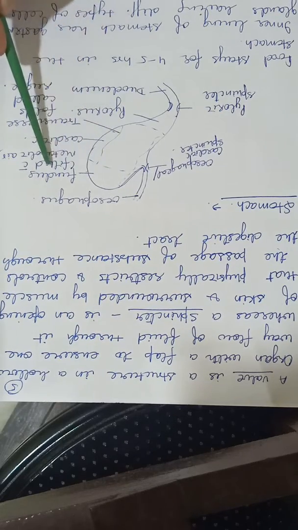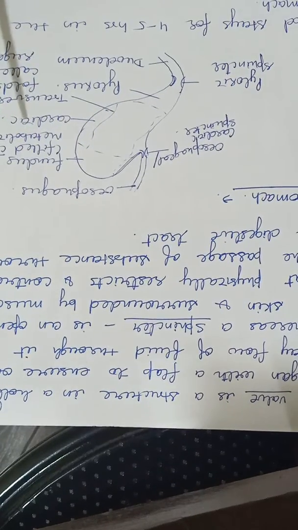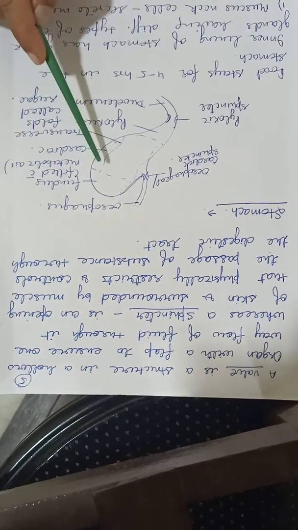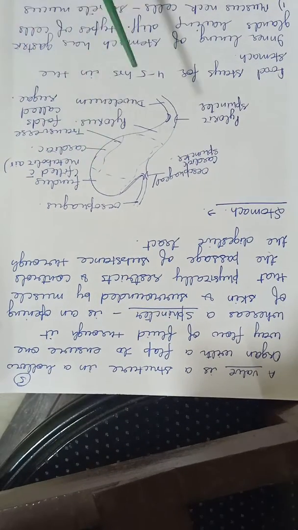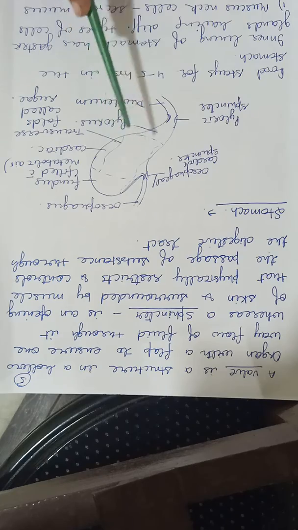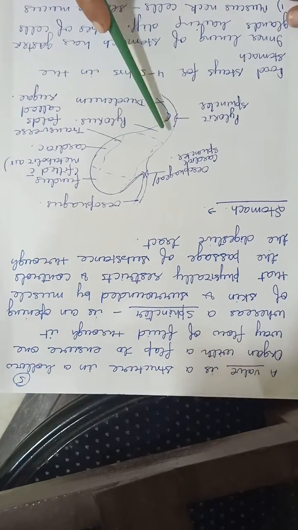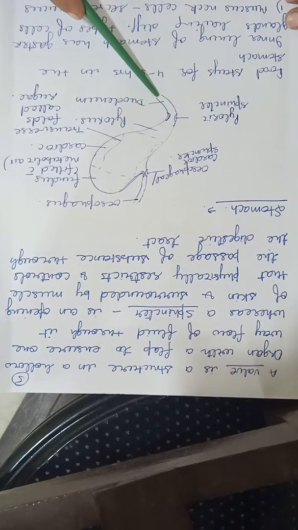This fundus part is filled with metabolic air. Food rarely enters the fundus part. Food enters the cardiac part and then goes to the pyloric part. This pyloric part enters into the duodenum.